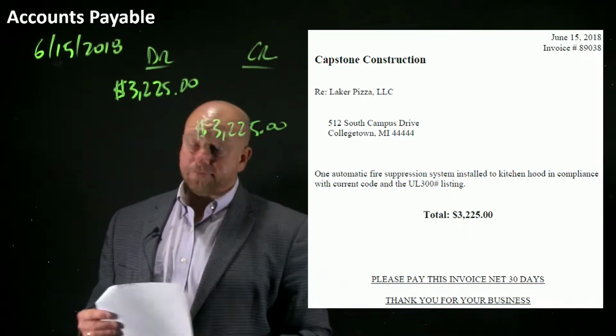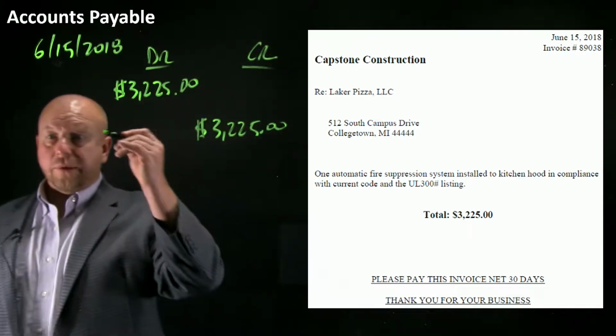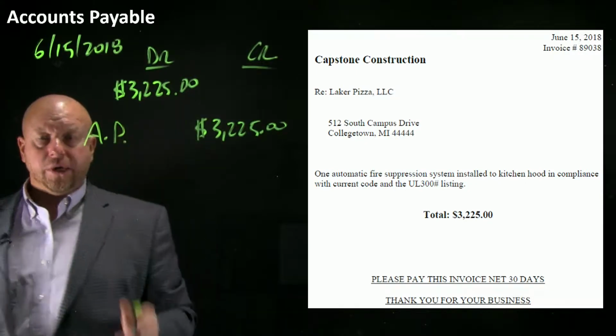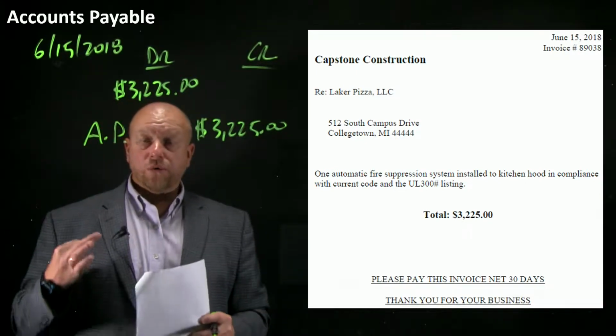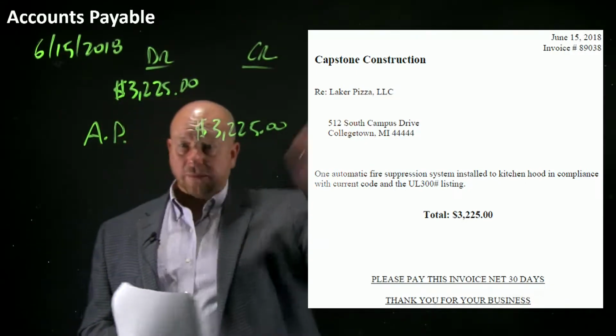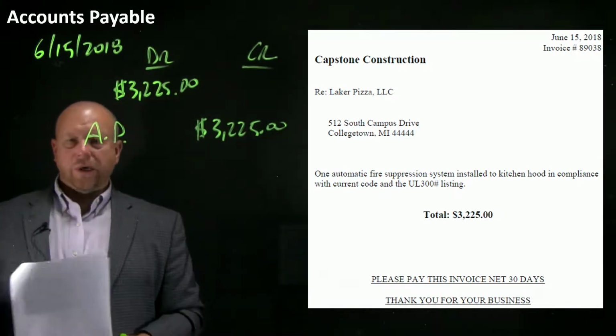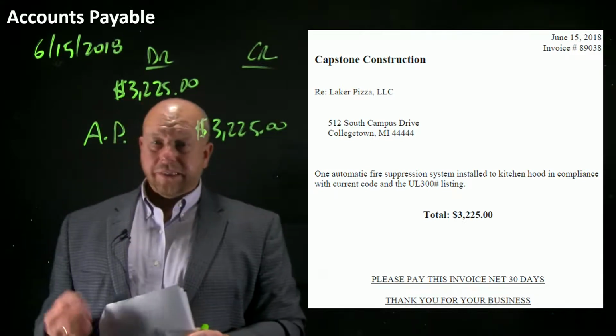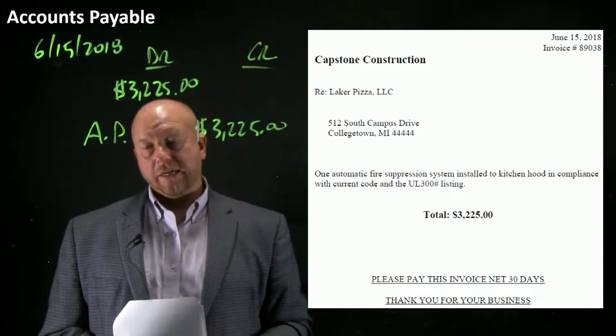What do I credit? Well, I know that accounts payable is going to go up, so why not list that current liability as our credit entry? Because we owe $3,225 to Capstone Construction. Now the question is, what do we debit? Well, it could be an expense, but in this case, what we're seeing is a capital asset.